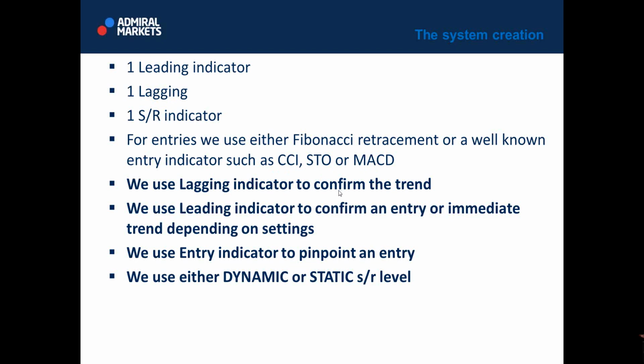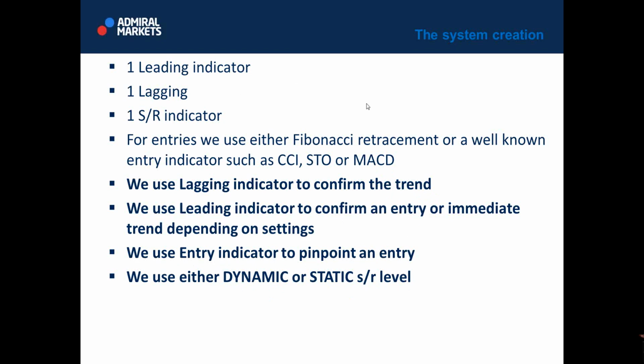We use a lagging indicator to confirm the trend. We use a leading indicator to confirm an entry or to confirm an immediate, current trend, depending on settings. Lagging indicators show the higher time frame trend which has already been established. We use an entry indicator to pinpoint an entry, and we use either a dynamic or static support resistance level indicator. You don't need two lagging, two leading, or two support resistance indicators.